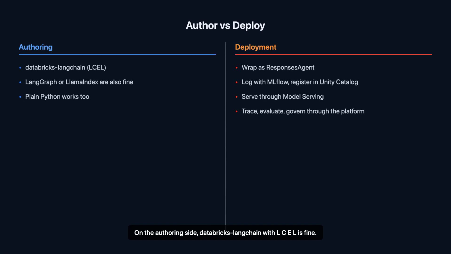On the authoring side, Databricks LangChain with LCEL is fine. So is LangGraph, or Llama Index, or plain Python. The agent framework doesn't care. On the deployment side, you wrap whatever you authored as a responses agent, log it with MLflow, register it in Unity Catalog, and serve it through model serving. Tracing, evaluation, and governance ride along for free. The existing LCEL chain doesn't get rewritten, it gets wrapped.